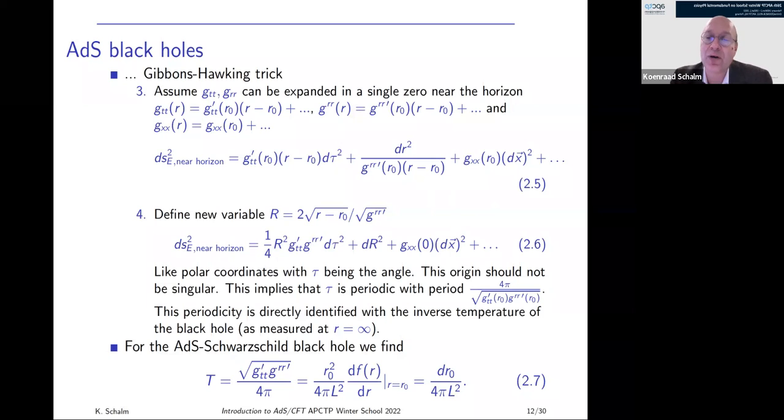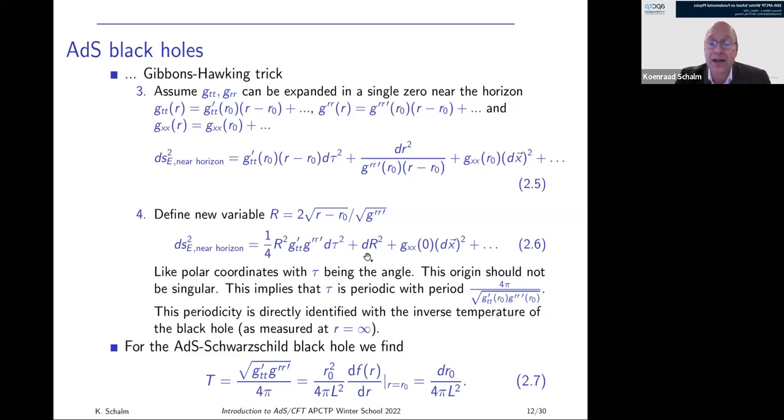Now, the insight of Gibbons and Hawking is that the origin of this polar coordinate system should not be singular. And that's very simple, because the horizon, as we know, is a coordinate singularity. It's not a physical singularity. Nothing special happens at the horizon. That also means that in the Euclidean version of this space, nothing special should happen. It should be a regular point. It should not be a singular point. It's probably easier to see it the other way around. Suppose this were a singular point in Euclidean spacetime, then if you would Wick rotate back to Lorentzian spacetime, that singularity would not disappear, and therefore the horizon would turn out to be singular, but that's not the case.